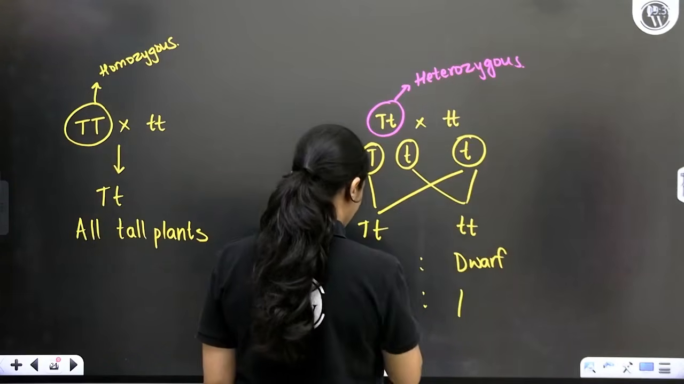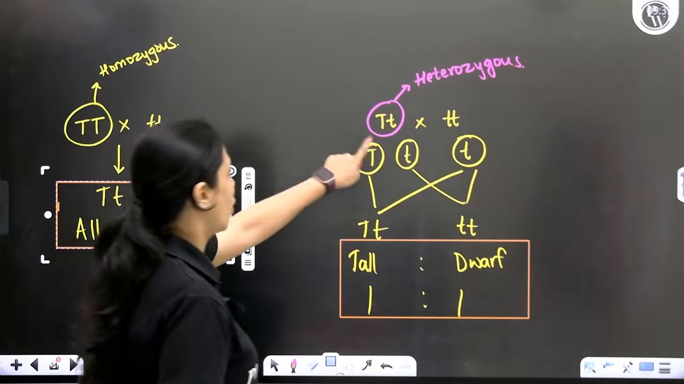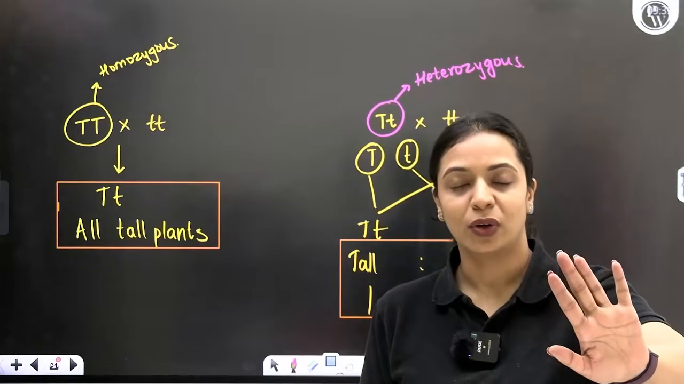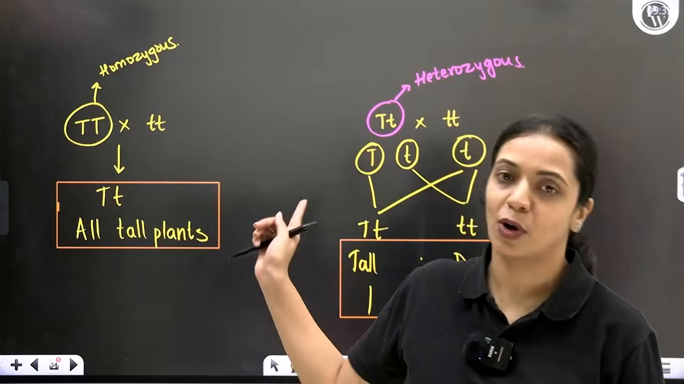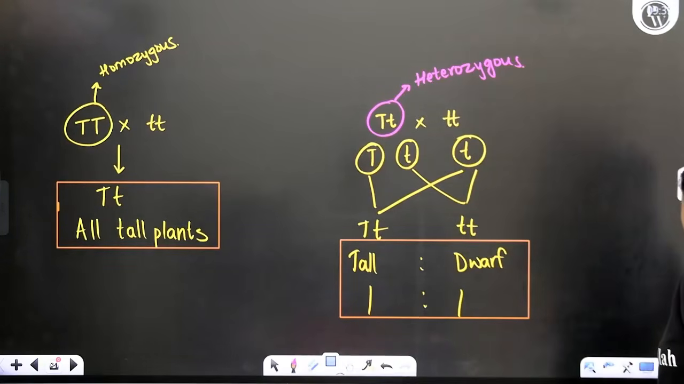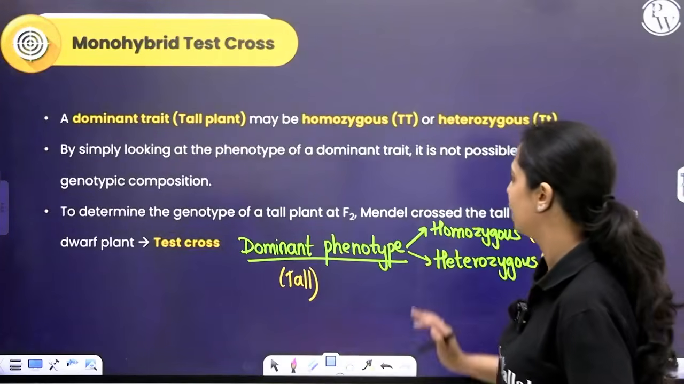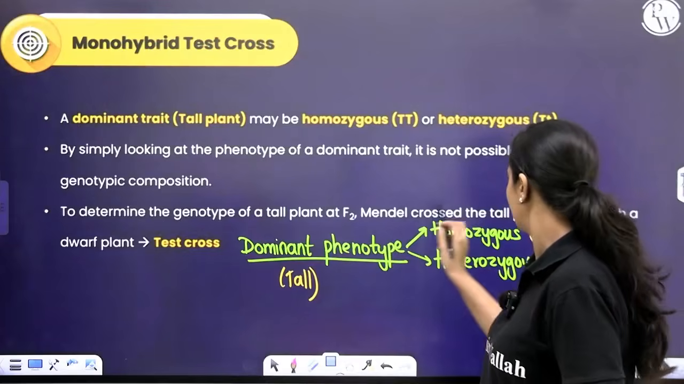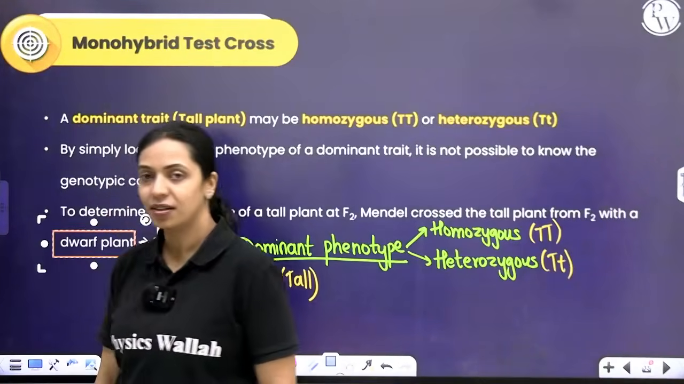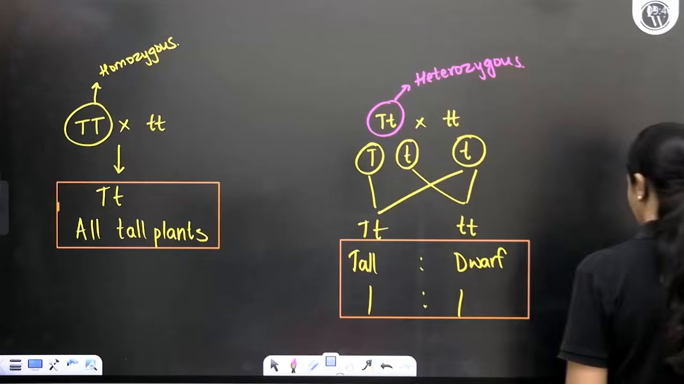By looking at these results, you can say what was the genotype of that dominant phenotype. If you want to test the genotype of a dominant phenotype, we perform this cross, so it's called a test cross. Basically, you take the plant or organism with unknown genotype but a dominant phenotype, and cross it with a dwarf plant, or the plant that is showing the recessive trait. That is called a test cross. Okay. So this was Mendel's monohybrid cross results.